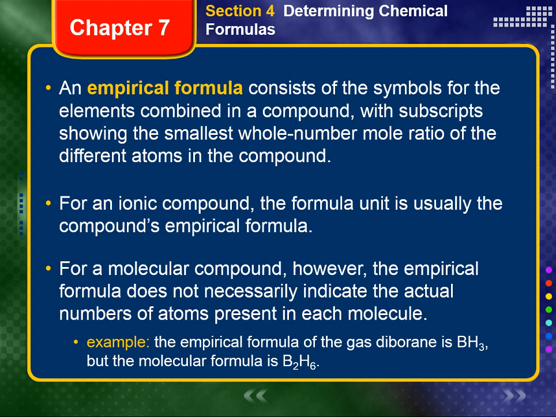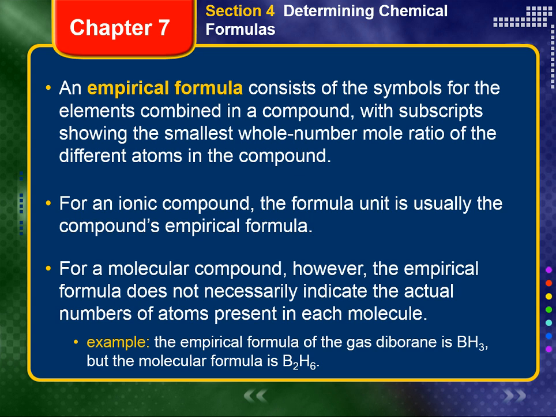Chapter 7, Section 4, Determining Chemical Formulas. When a new substance is synthesized or is discovered, it is analyzed quantitatively to reveal its percentage composition. From this data, the empirical formula is then determined. The empirical formula consists of the symbols of the elements combined in a compound with subscripts showing the smallest whole number ratio of moles of the different atoms in that compound.